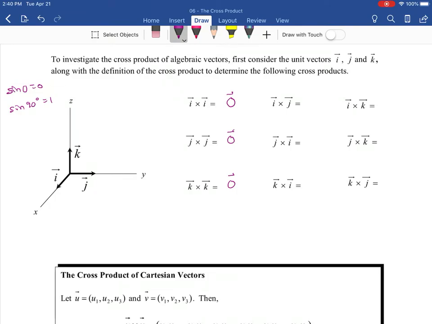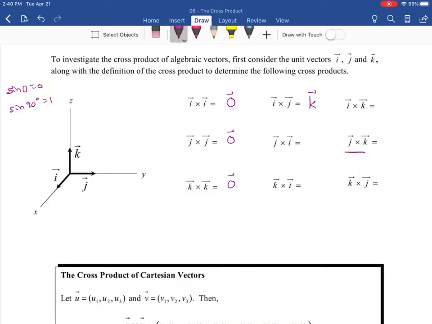Let's just try and picture i cross j for a second. I cross j, if I put my fingers along i and move it towards j, really try to visualize that. That's really tough to visualize, but I can wrap my fingers in towards j. I've got to put my right hand fingers away from k, and when I wrap my fingers in towards j, my thumb's going to point upwards, and I'm going to get the vector k. See, it's going to be size 1, because sine of 90 is 1, and it's going to point straight up, which is exactly the k vector.